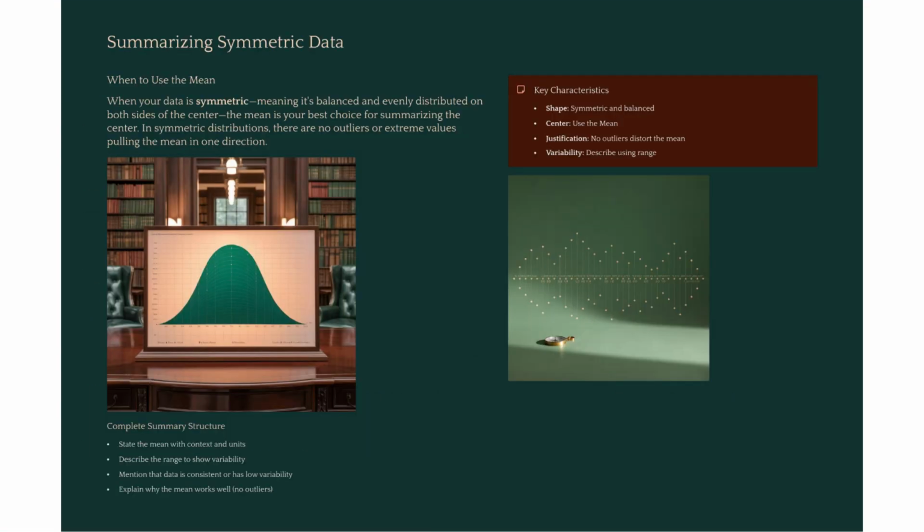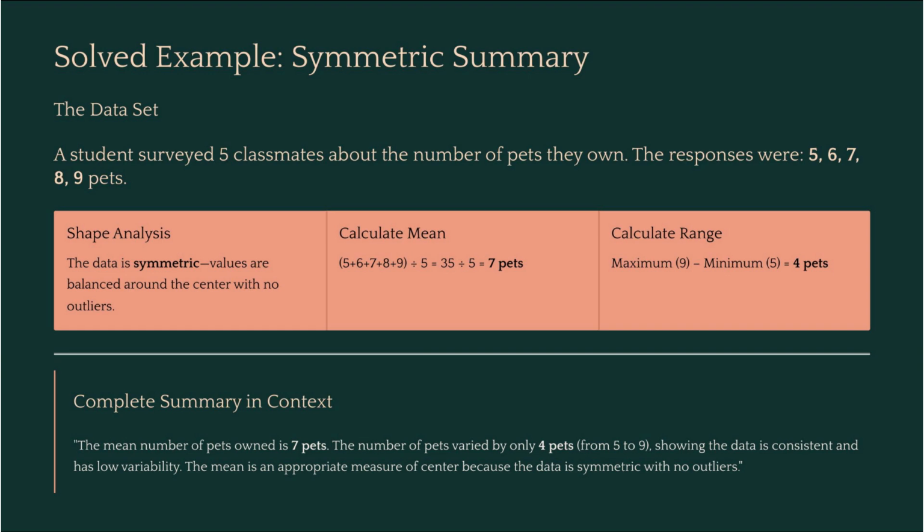The shape is the decision maker. If your data shows a symmetric shape, your summary should rely on the mean. For example, if you see a dot plot that looks like a small hill in the middle, you would state the mean and use the range to describe low variability. The mean is great here because it's not being distorted by any extreme high or low values. Consider this symmetric data: 5, 6, 7, 8, 9. The mean is 7 and the range is 4.